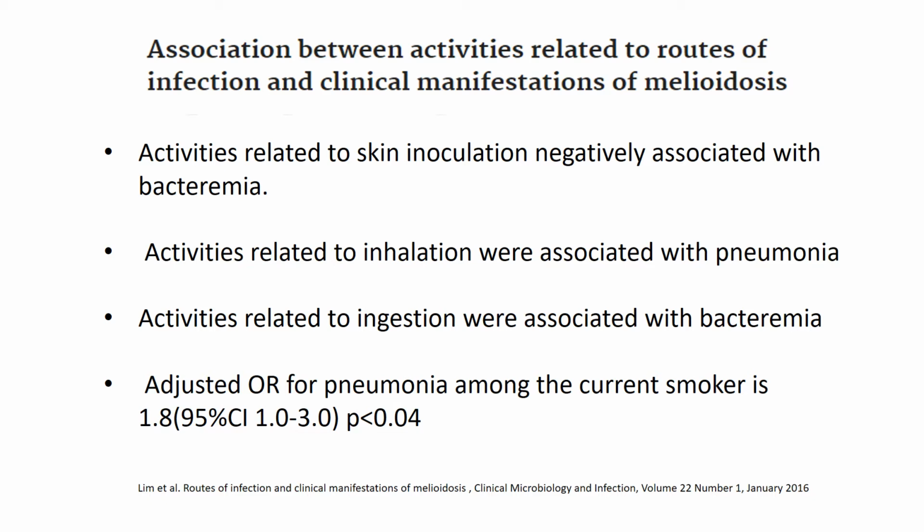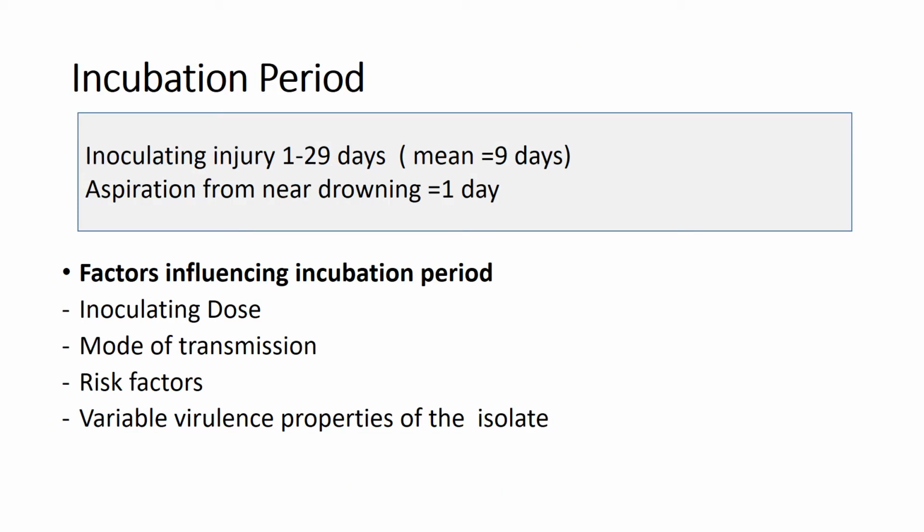The incubation period for melioidosis, in literature, they say inoculating injuries can take up to 1 to 29 days for the symptoms and disease manifestation. The mean is around 9 days. When we say 1 day, usually it is seen in aspiration from near drownings, where within 24 hours the person can develop symptoms. So there are many factors that influence the incubation period.